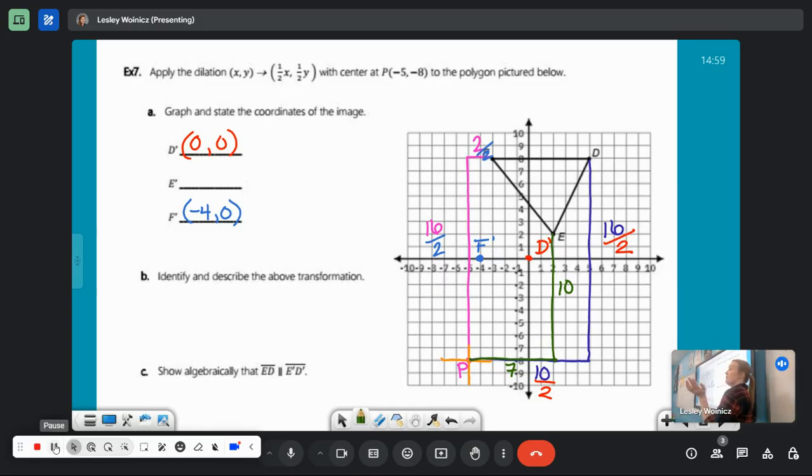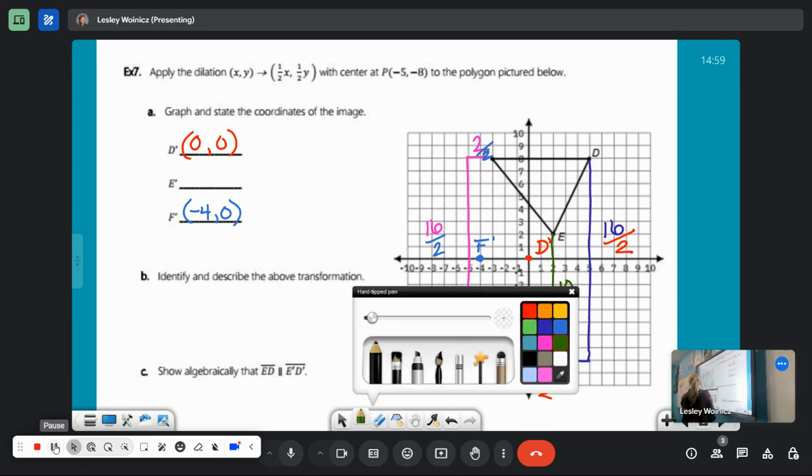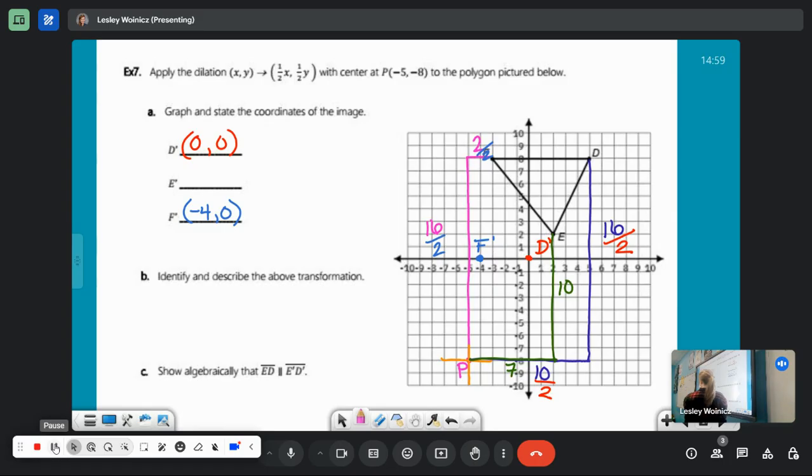So obviously half of the 10 is easy. It's just going to be 5. Half of the 7 is a little bit more exciting. It's just going to be 3.5 to the right from P. So 1, 2, 3.5. And then I'm going to go up my 5. 1, 2, 3, 4, 5. So I'm at the point (-1.5, -3).